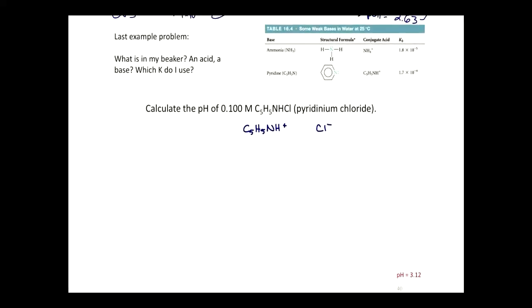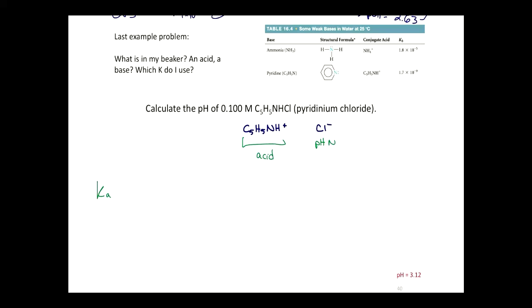What's in my beaker? An acid, a base. What do I use? So let's put pyridinium chloride into water. Cl minus is pH neutral. But what the heck is this thing? It's an acid, yes. It is ammonia with an H plus on it, okay? It looks just like ammonia. Just squint your eyes. There's a nitrogen. There's a plus sign on it. So it already gained that proton. So that is an acid.